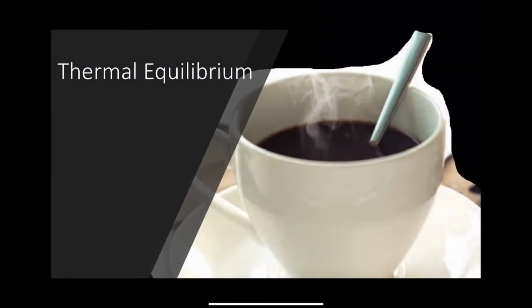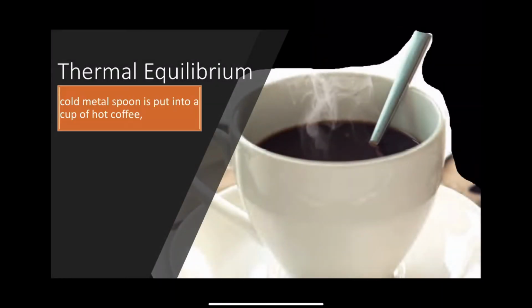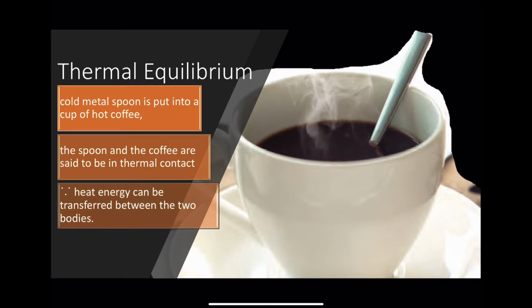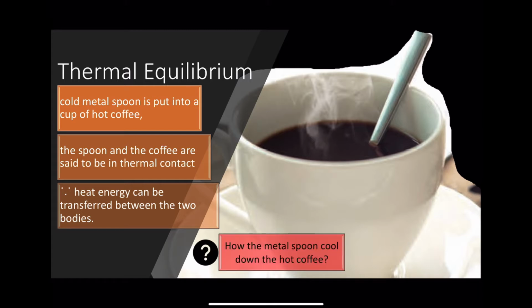Now you see a cup of coffee. A cold metal spoon is put into a cup of hot coffee. And then the spoon and the coffee are said to be in thermal contact. Because of that, heat energy can be transferred between the two bodies. Now you may ask, how does the metal spoon cool down the hot coffee?